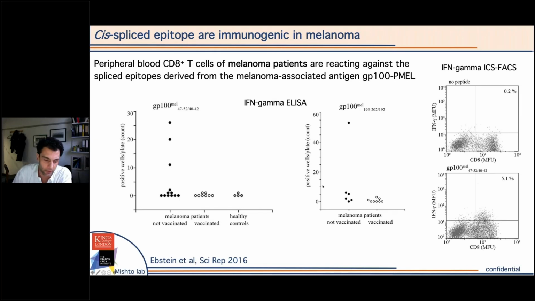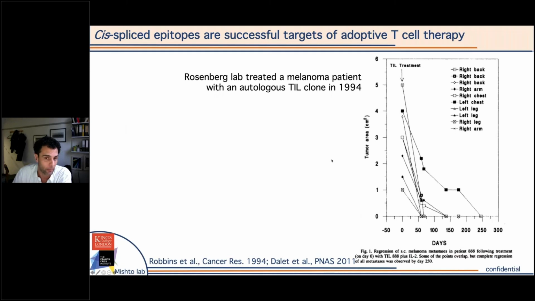And recently, last year, a paper from the Purcell Lab confirmed our results, that indeed there is a natural response in melanoma patients. But I think that for tumor immunology, a very interesting study was published by the Rosenberg Lab in 1994. They treated a melanoma patient with autologous tumor-infiltrating lymphocytes, one clone, that recognized tyrosinase, that is a melanoma-associated antigen. The treatment of adoptive T-cell therapy led to the complete regression of the tumor.